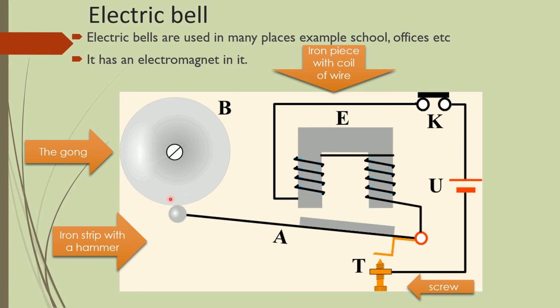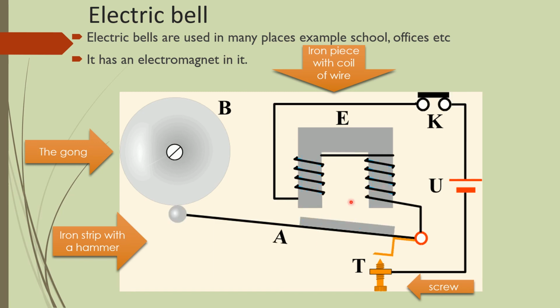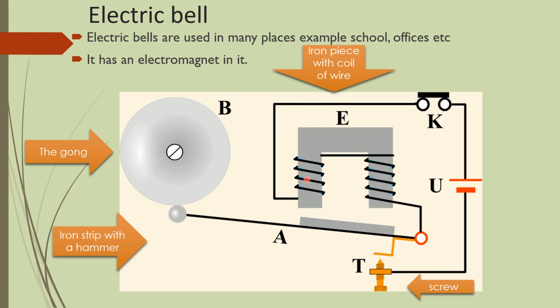When it strikes the gong, the connection with the screw is lost, and the circuit is not complete. If the circuit is not complete, it will no more behave as an electromagnet, and then the strip will come back to its original position. When it comes back, it will get contact with the screw, the circuit will be complete, the current will flow, and this will behave like an electromagnet.